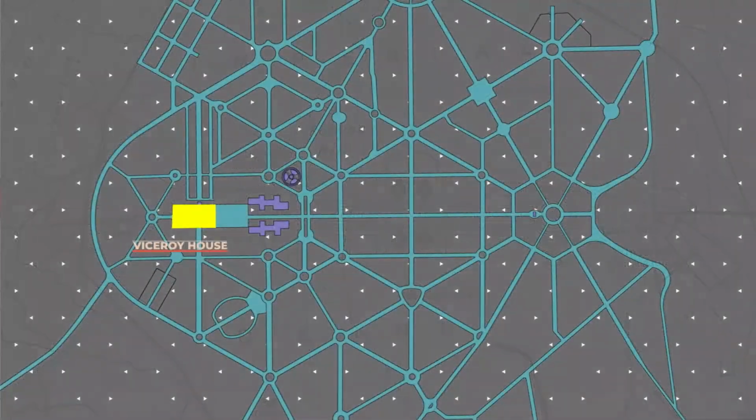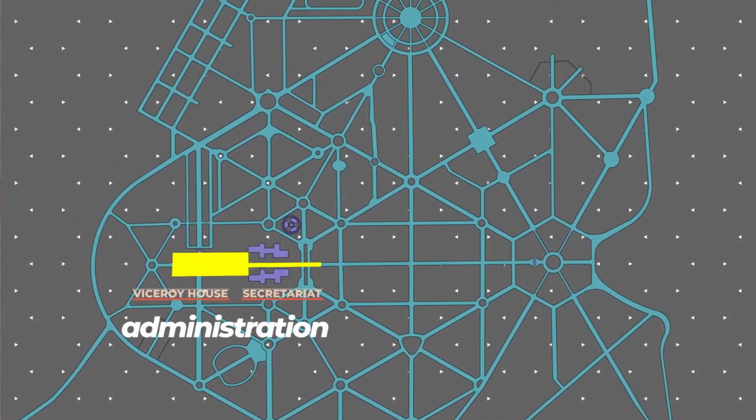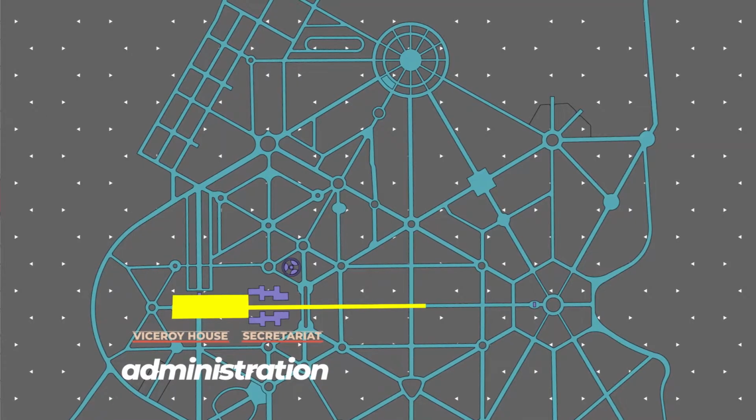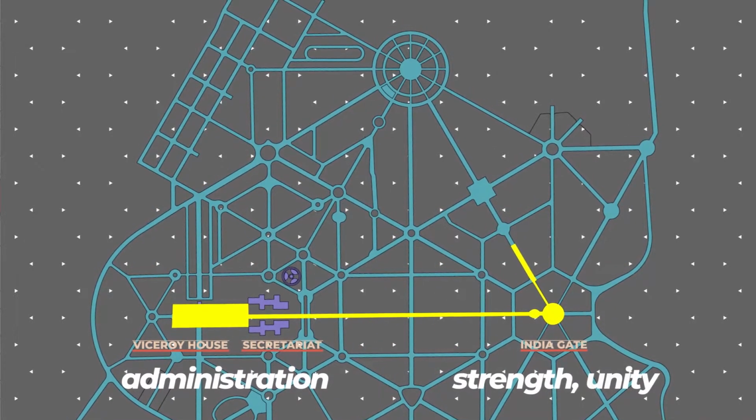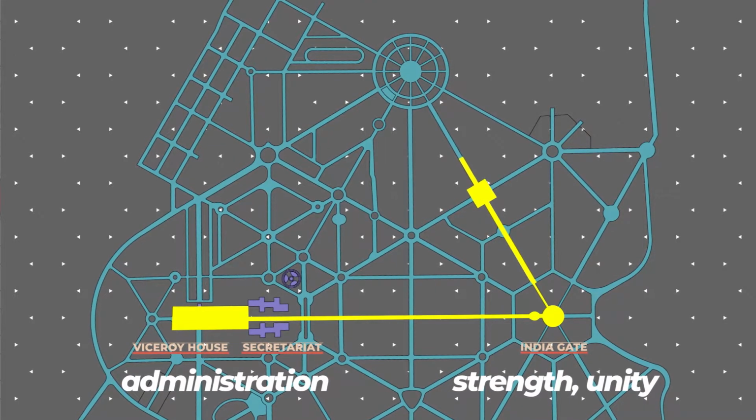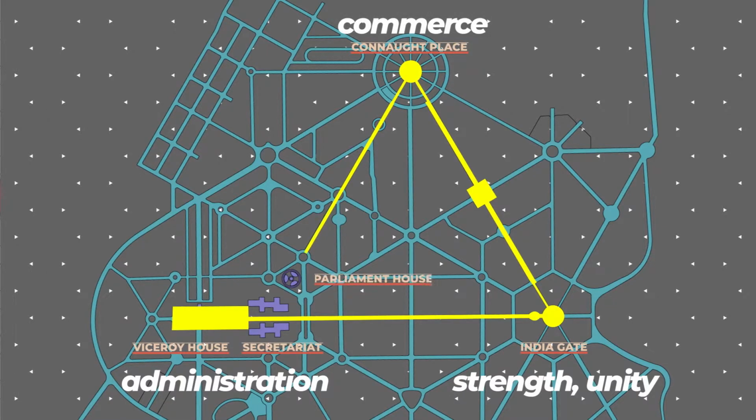With the Viceroy's House and Secretariat as symbols of authority located at one end, India Gate and Chhatri were at the other end to commemorate the fighters of World War I. The axis further connects to Connaught Place, which came up as a commercial hub.